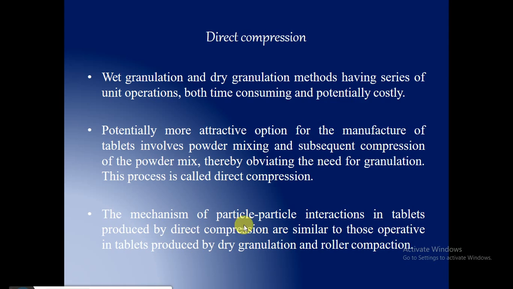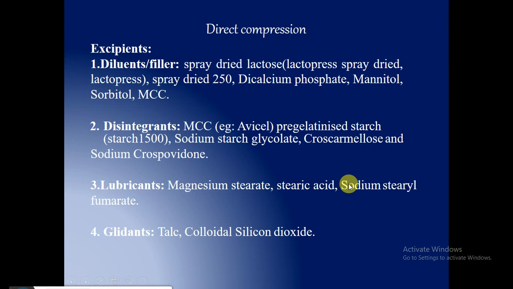So why is the direct compression method used? The mechanism of particle interaction in tablets produced by direct compression is similar to that of tablets produced by dry granulation and roller compaction. These are the excipients used in direct compression, like diluents or fillers: spray dried lactose, spray dried lactose 250 and dicalcium phosphate, mannitol, sorbitol and MCC, microcrystalline cellulose, which are used as diluents.